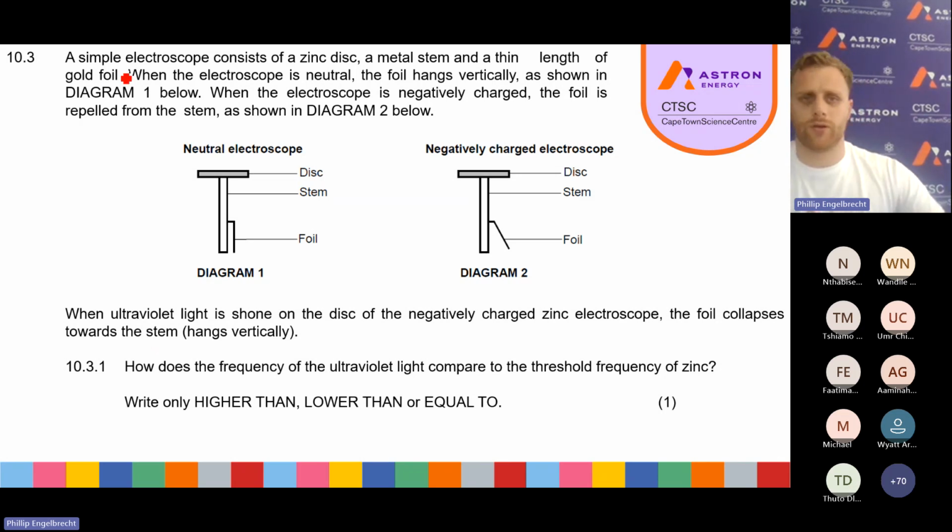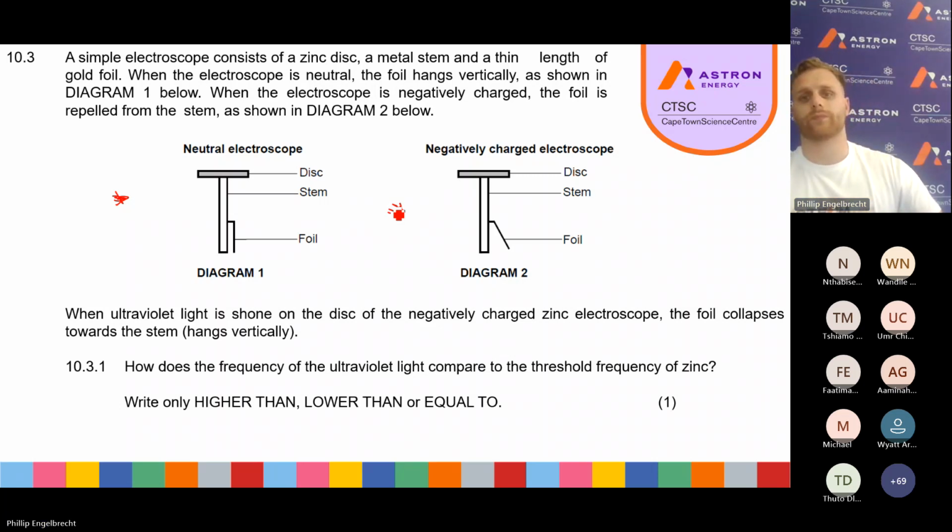Okay, so these are the things that they show, okay? When ultraviolet light is shone onto the disc of the charged zinc electroscope, the foil collapses, so it hangs vertically. How does the frequency of the ultraviolet light compare to the threshold frequency? Guys, you can state this in the chat.